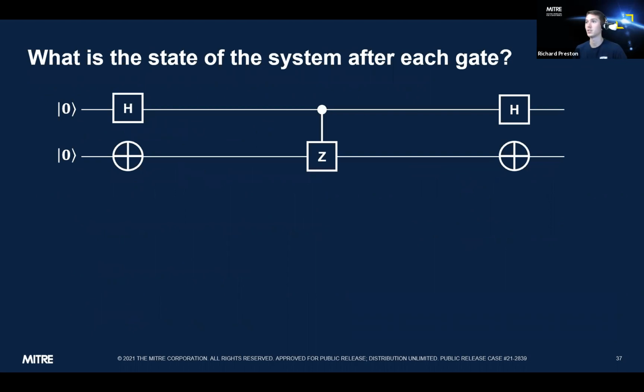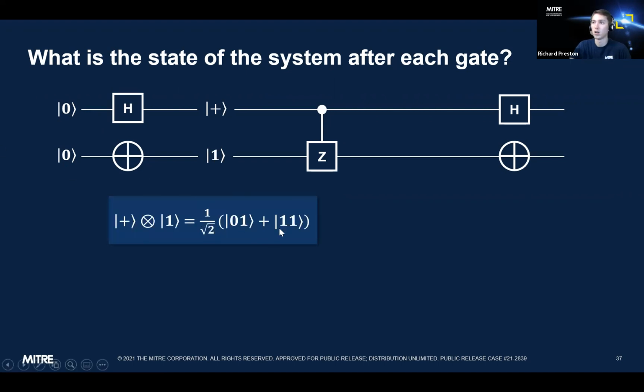So what is the state of the system after each gate or set of gates? So here we go. After H and X, well, an H applied to 0 is going to give us plus, and an X applied to 0 is going to give us 1. So we kind of know that already. And if we write that out, the full state vector expression of this is 1/√2 (0, 1 plus 1, 1), right? Because the second qubit is always going to be 1, and the first qubit is half the time going to be 0, half the time is going to be 1. So this is the way to describe it fully, the 2-qubit system.